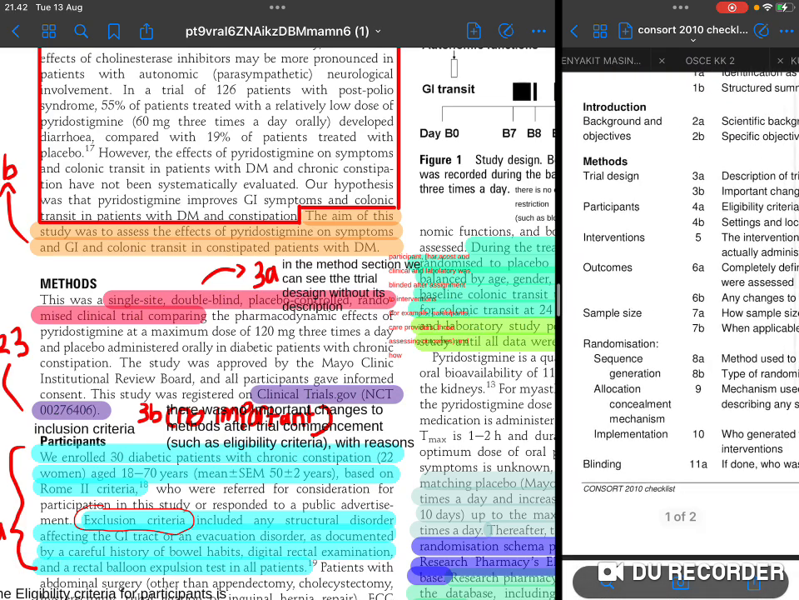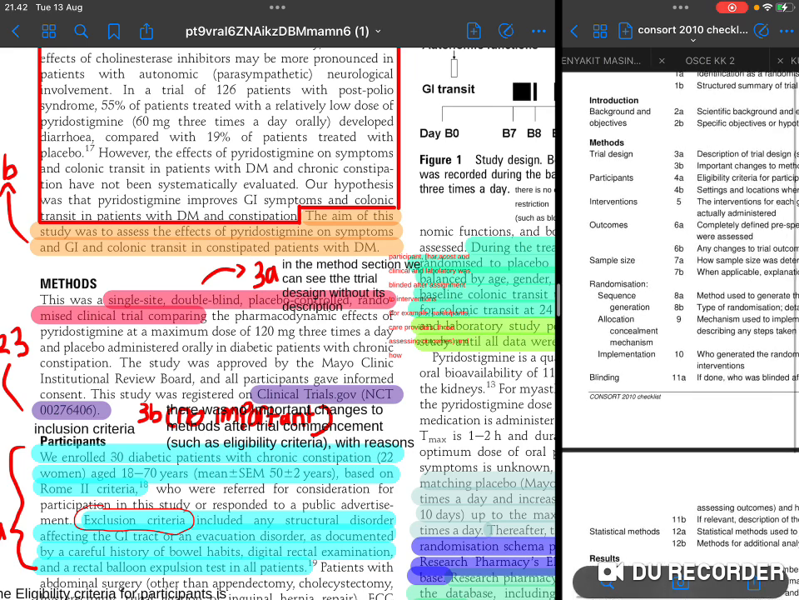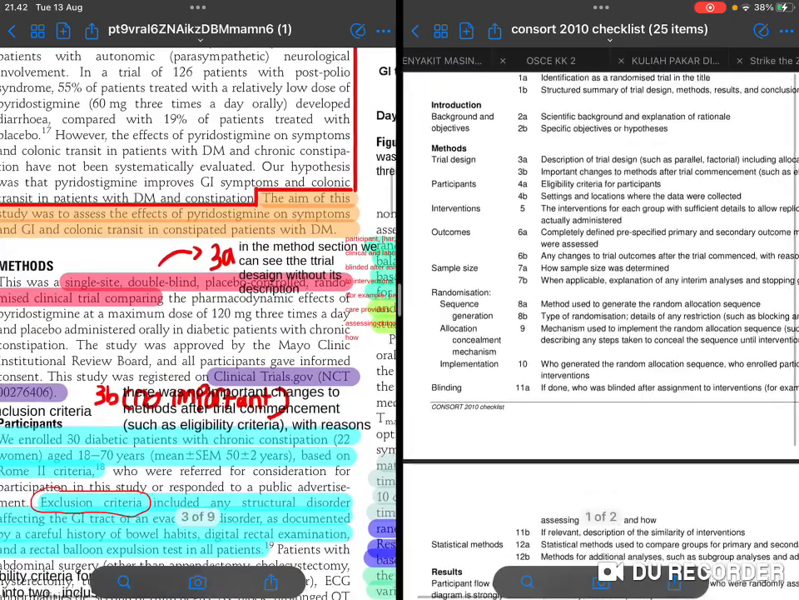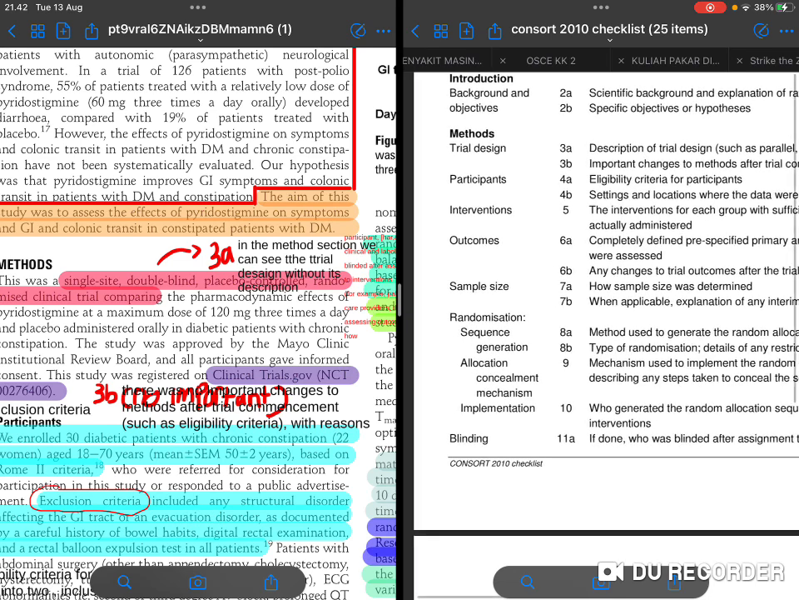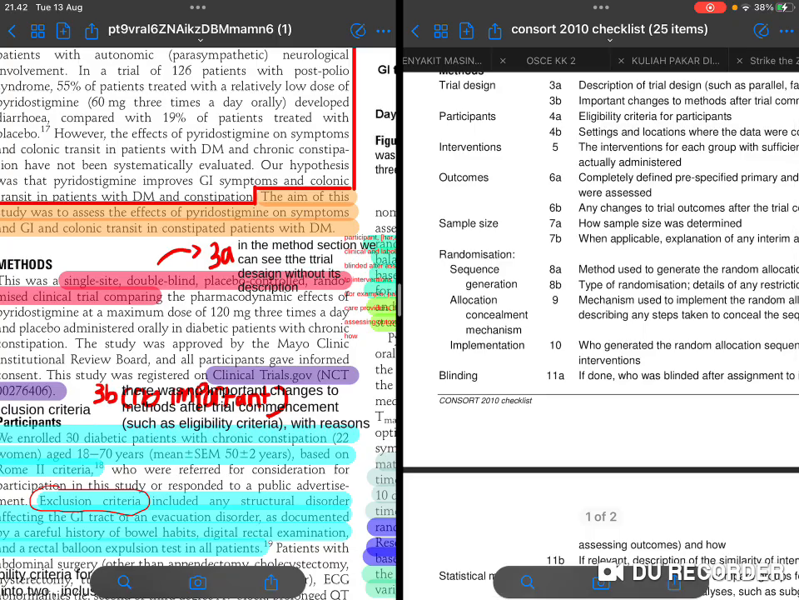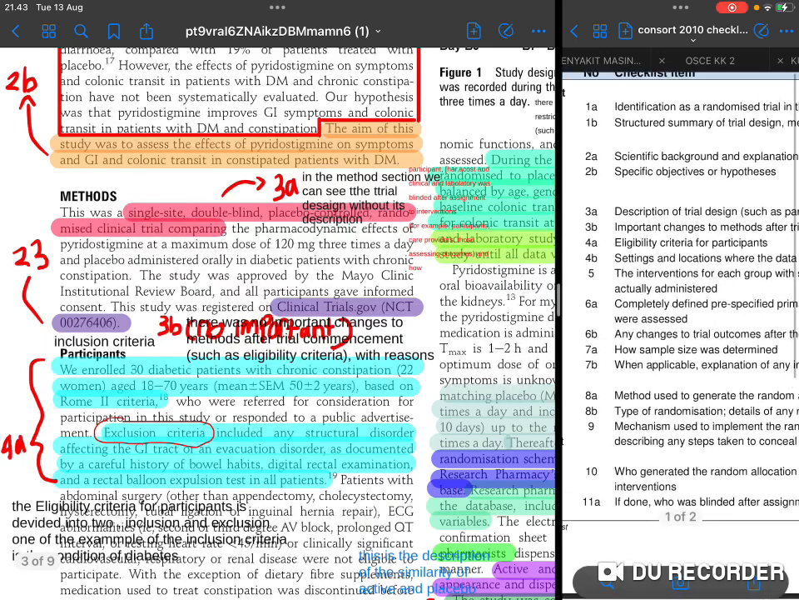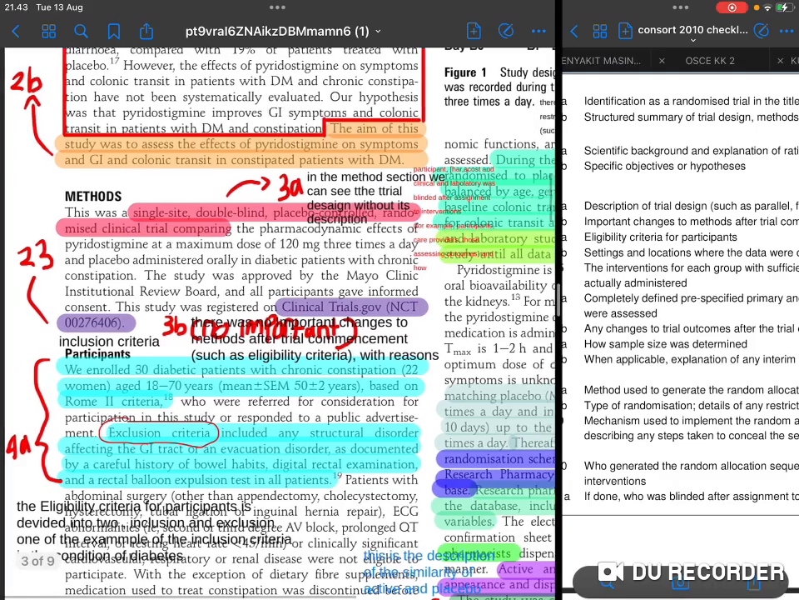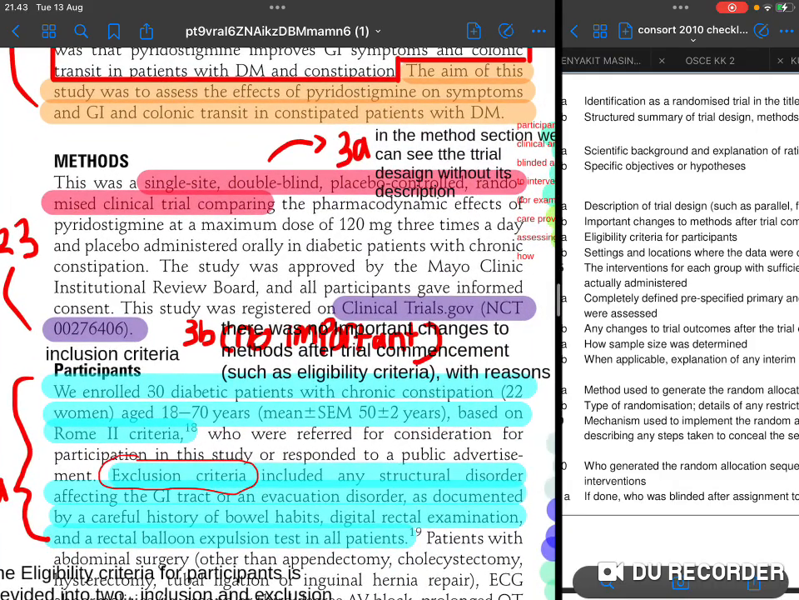And then we move to the next part in the checklist. As you can see here, there is methods, and in the methods, there's a lot of contents over here. You can see the trial, the participants, the intervention, the use in the study, and then the outcomes, and then the sample size, and etc. So first, we can see the trial design. It was clearly written over here. This was a single-site, double-blind, placebo-controlled, and randomized clinical trial.